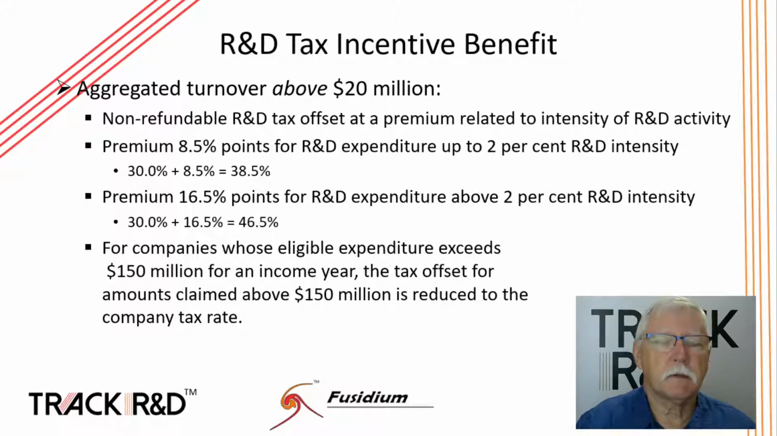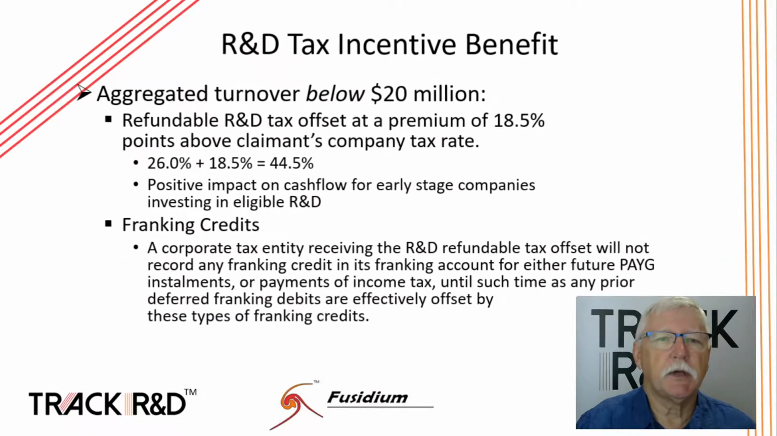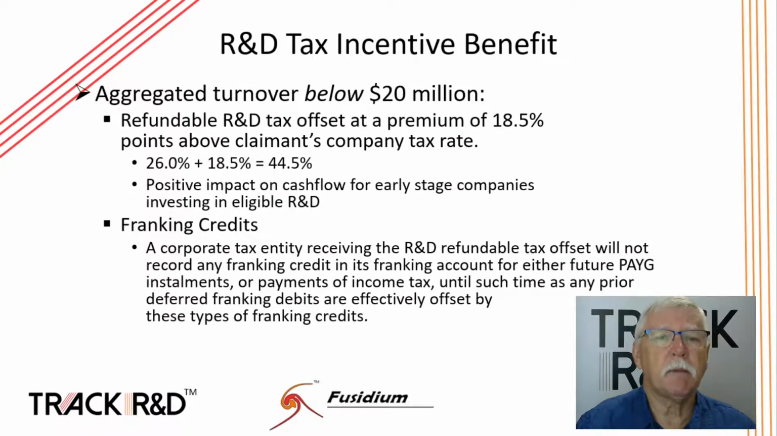For most people and companies listening to this presentation, your turnover will probably be below $20 million. And for those companies, there is a different set of rules with respect to the R&D tax incentive. For these smaller companies, the R&D tax offset is a refundable payment. That is, the company can be in tax loss and still receive a cash payment from the ATO for eligible R&D activities claimed.